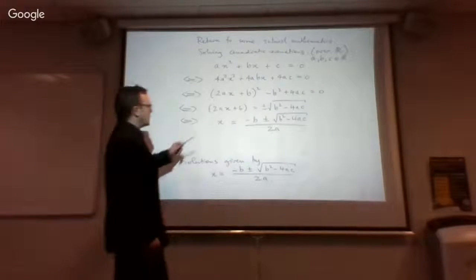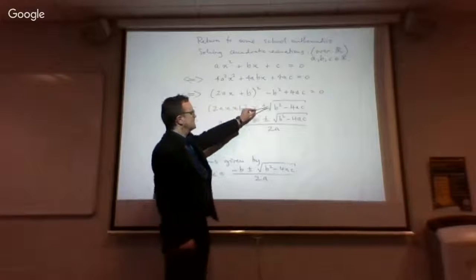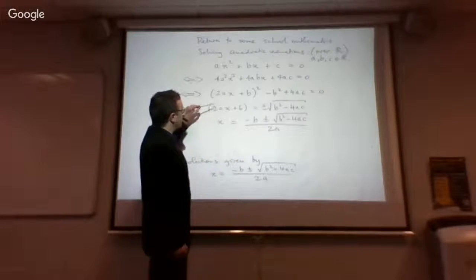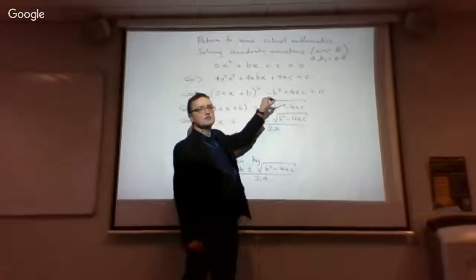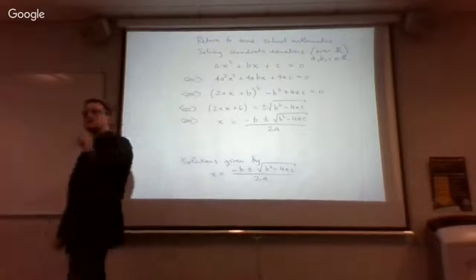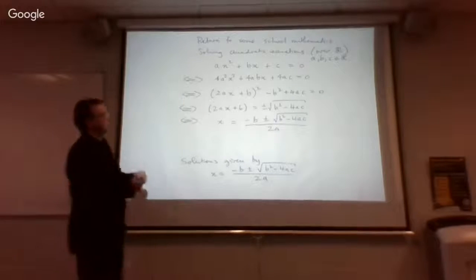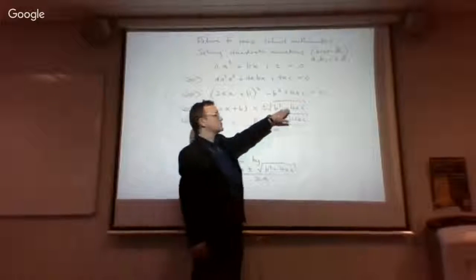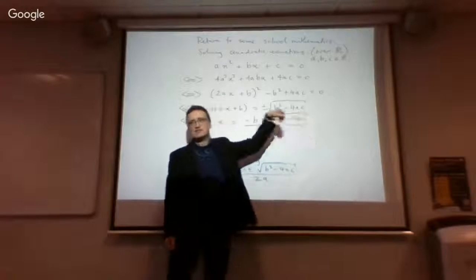Now, I moved pretty quickly through that, and maybe a little bit too quickly. This step here, where we said 2ax plus b is represented by the square root of b squared minus 4ac. So I took the square root of both sides. But of course, we need to add a caveat to that. We say that this bracket is equal to the square root of this, but of course that only makes sense if this square root exists.